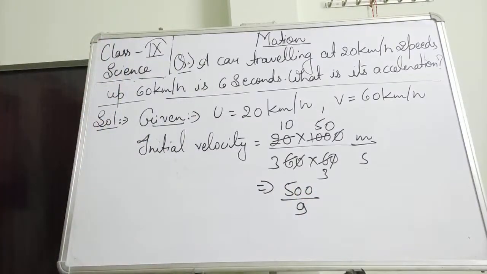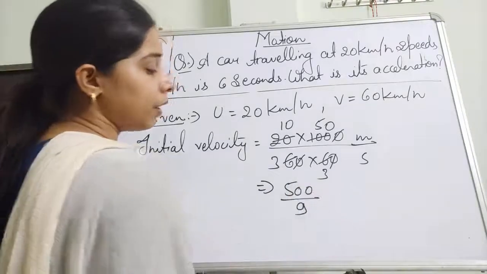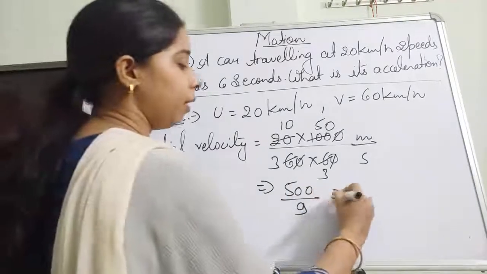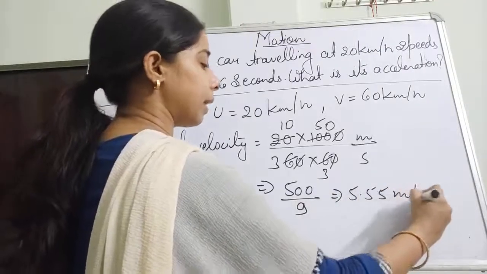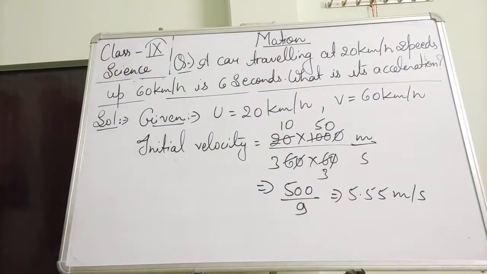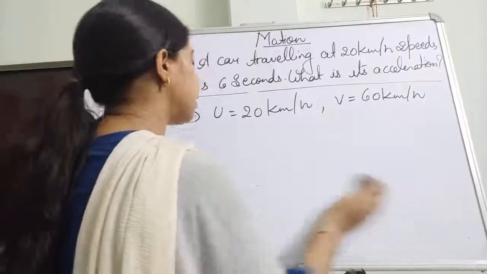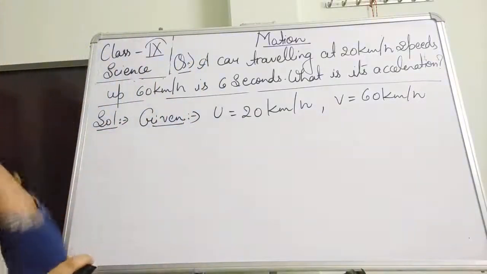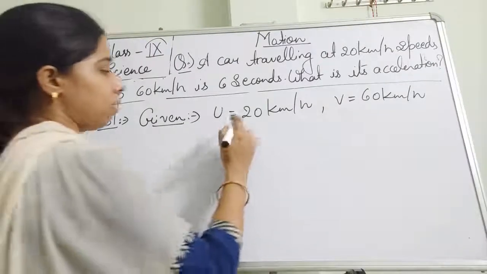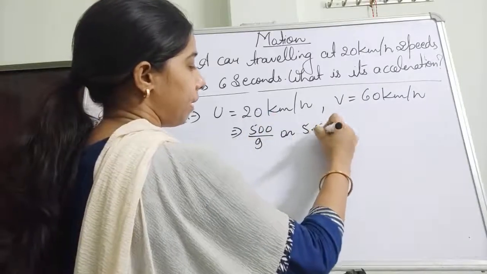So this will be equal to 500 upon 9. You can simply keep it like that, or when you divide it, you will get 5.55 meter per second. So this is the first one, the initial velocity that we get. So instead of writing this only, we can simply write that u is also equal to 500 upon 9 or 5.55 meter per second.